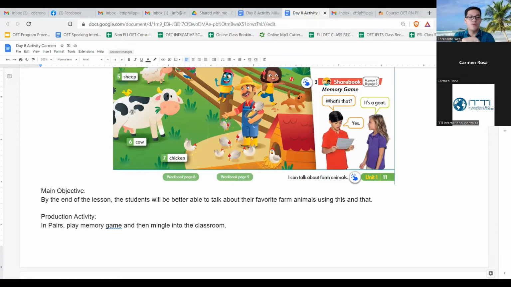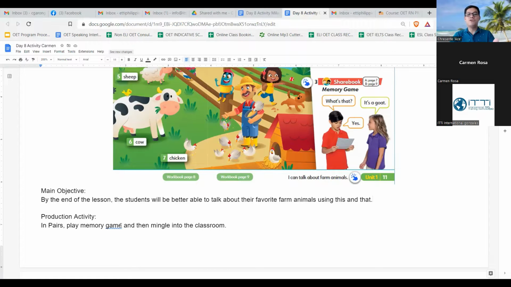So now let's look at your production. It says in pairs, play memory game and then mingle in the classroom. So is it application? Well, I said probably the memory game, but what do you mean by memory game? It's just plainly trying to remember the pictures, what animal is hidden. So it's not application, it's just controlled practice because it involves cognitive only, without input from the students, right?